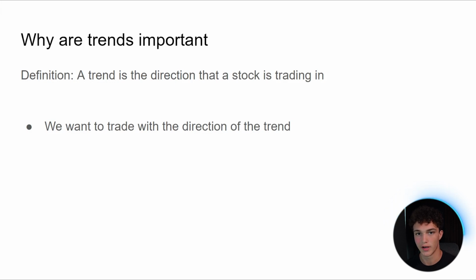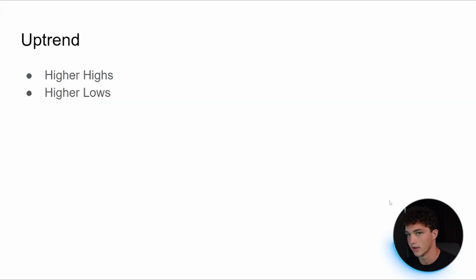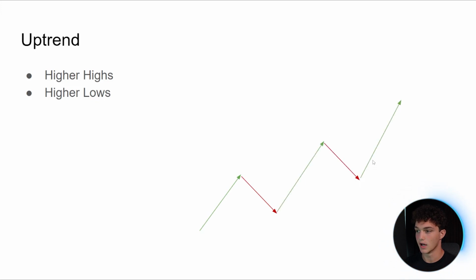So that is why a trend is so important, and we're going to go over how we can actually find these trends and determine what direction they're going in. So first type of trend, there is the uptrend. Uptrends have higher highs and higher lows, and exactly what that means is, let's say that there is a trend. So stock moves up, it kind of moves down, it moves up, moves down, moves up.